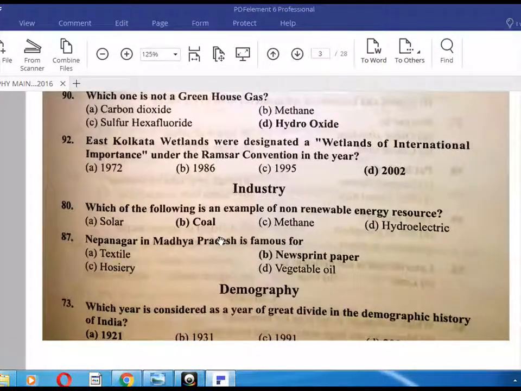Which of the following is an example of non-renewable energy resource? Okay, so non-renewable energy resource, it is coal, but solar, wind and hydroelectric, they are all renewable. So the next question, Nepanagar is in Madhya Pradesh, famous for newsprint paper.